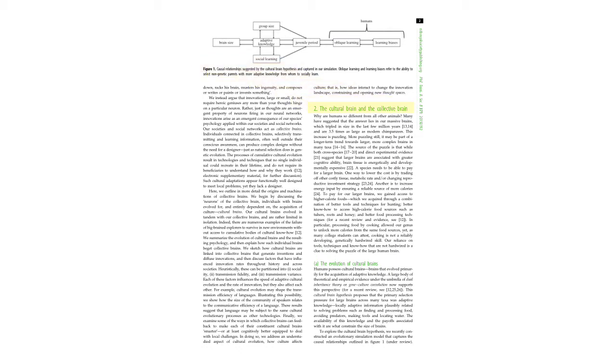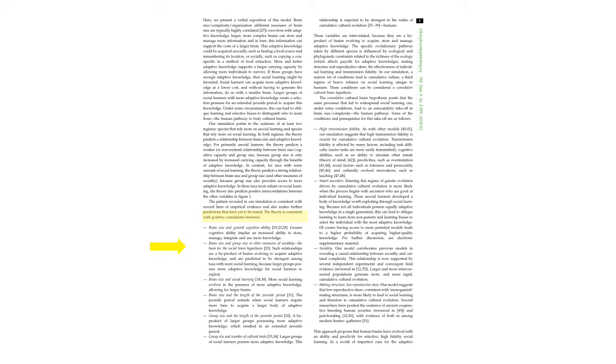Part 2 is about the cultural brain in the collective brain. The first subsection is on the evolution of cultural brains. And there seem to be a lot of points about something important here. If I take a quick look at the last sentence, just before the list, I see it's a list of positive correlations: brain size and cognitive ability, group size, social learning, etc.